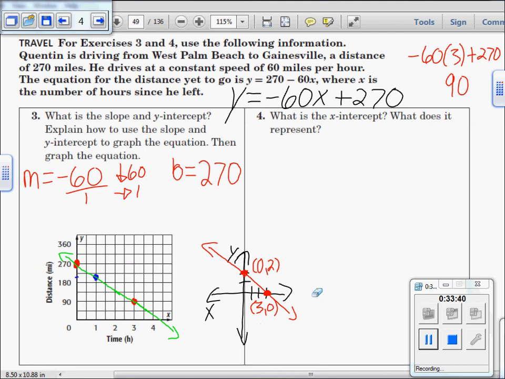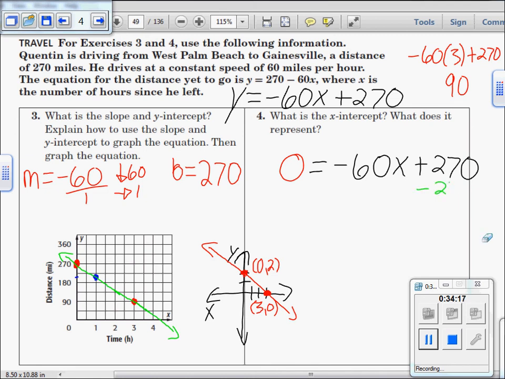So algebraically, if you want to find the x-intercept, you can do this by making y 0. So we're going to take our original equation, make y 0, and that's how we're going to find the x-intercept. Instead of a y, we're going to have a 0 to plug in. So we have 0 equals negative 60x plus 270. If you now solve this for x, that answer will be your precise, no guessing, x-intercept.